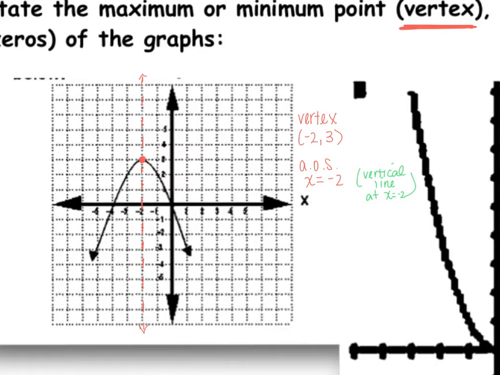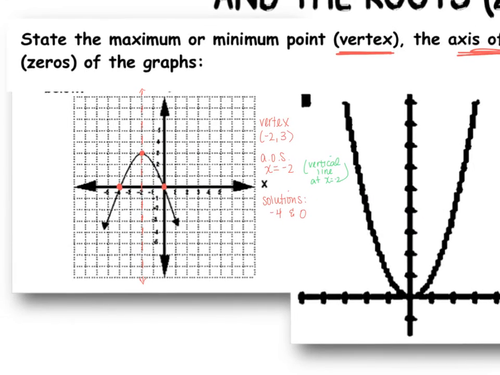Now the last thing that they're asking is for our solutions, or our zeros, or our roots, x-intercepts. Remember, they all mean the same thing. X-intercepts are the easiest things to remember. So my first solution is going to be at 0. And then I have another one over here, which is -4. So I'm just going to write this as solutions. And I'm just going to write out our two values here. So we had -4 and 0. And it's as simple as that to find this information.